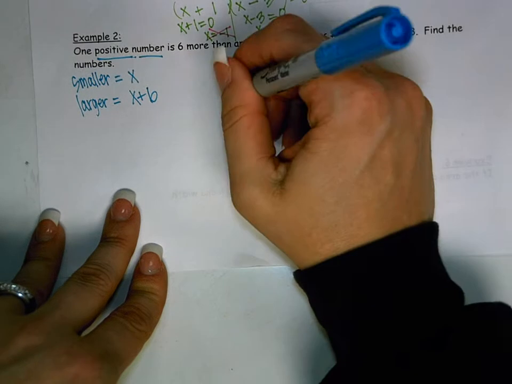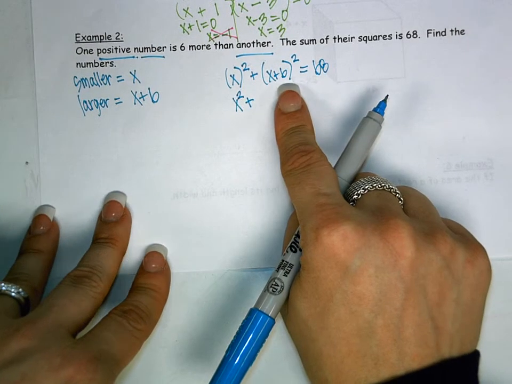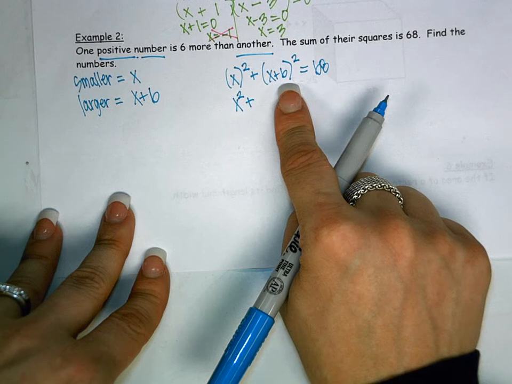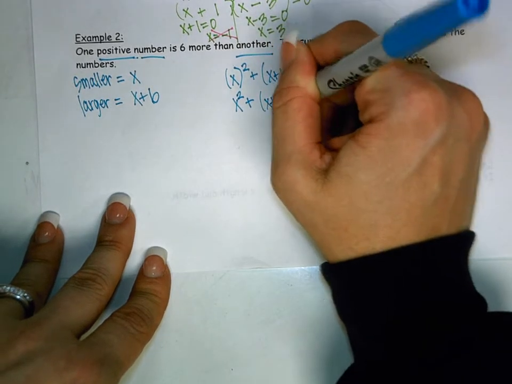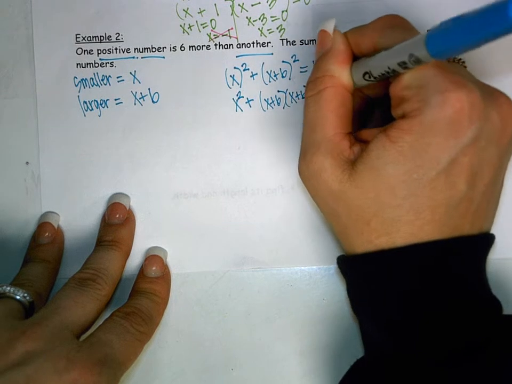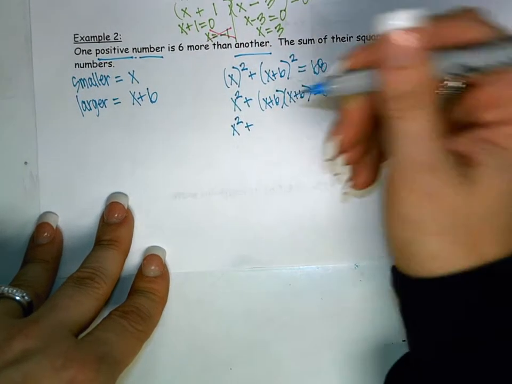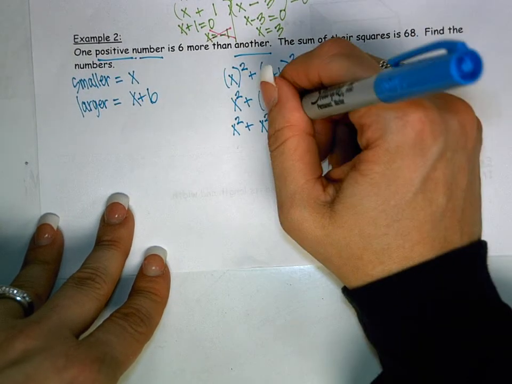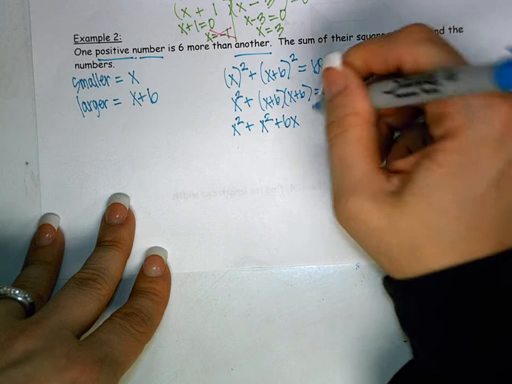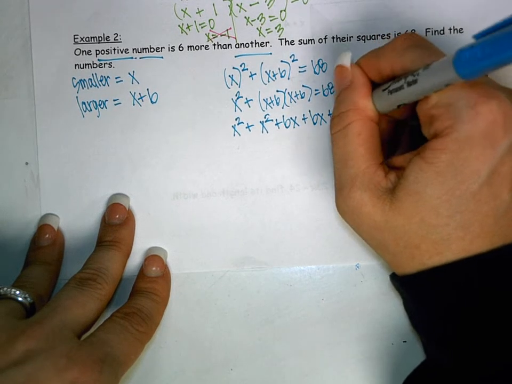This is just x squared plus, how do I do x plus 6 squared? I have to FOIL it. You cannot distribute that exponent. You have to write it down twice. So write it down twice and then FOIL. We get x squared plus, first and first gives you x squared. Outsides is plus 6x. Insides is plus 6x. Last is 36.